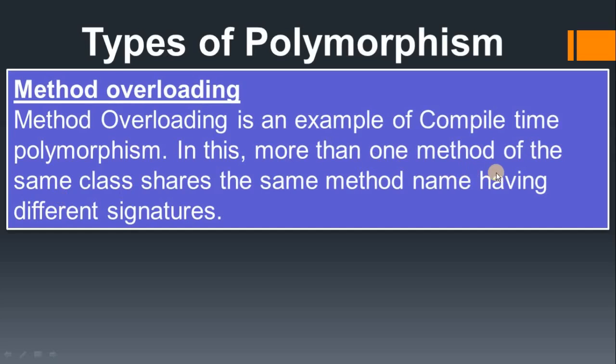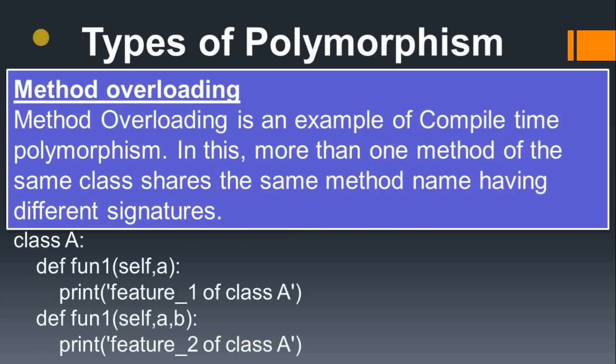Okay, so in method overloading, more than one method of the same class shares the same method name but has a different signature. See, we have the class A. Both the method names are the same, function1 and function1, but you see their signatures are different. Here we are passing one value through A, and here we are passing two values through A and B, and they show the output, so their signatures are different. It means that they are going to perform different tasks.